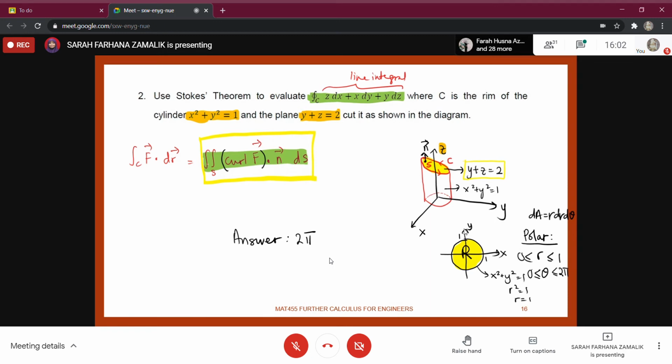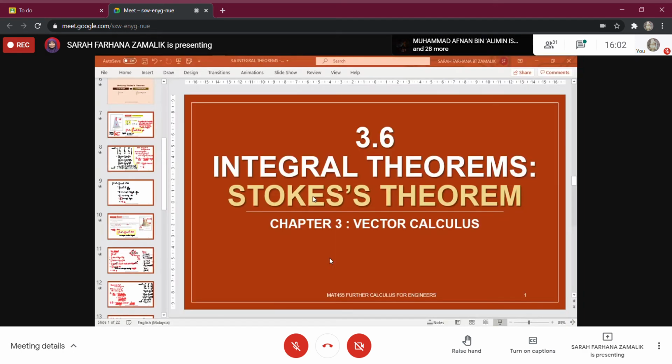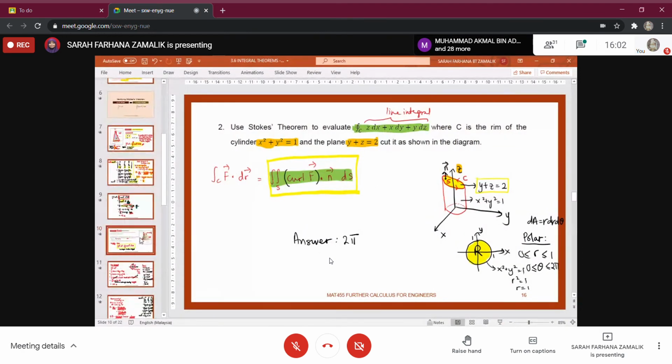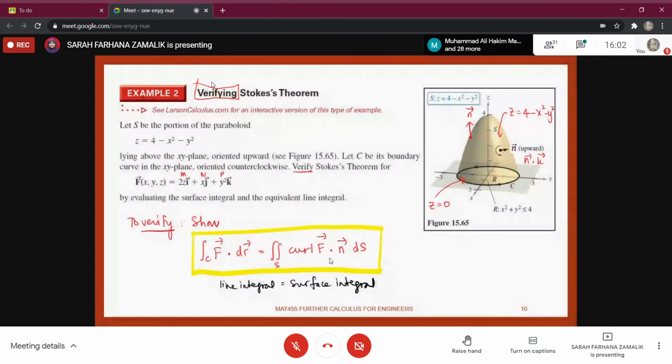Okay, so now you know how to evaluate by using Stokes Theorem. It means if it gives you a line integral, you must show the surface integral. If it gives you a surface integral, you must show the line integral. So let's go back to exercise 2 earlier. This is example 2 from earlier. Yes, because it mentions verify, you must show both sides: line integral equals surface integral. So this is the same form as exercise 1 that I showed earlier. It's a paraboloid. So where is your C? It told us earlier C is its boundary curve in the XY plane.